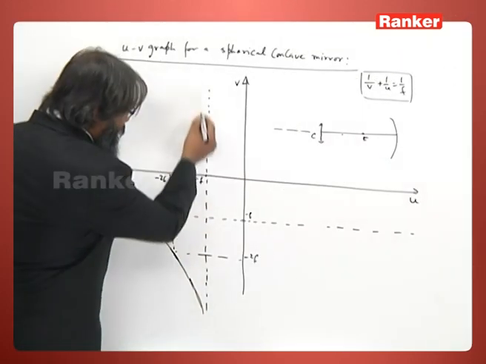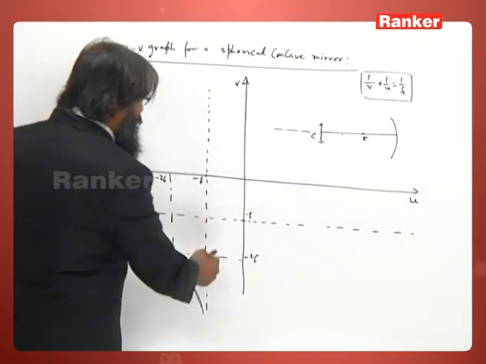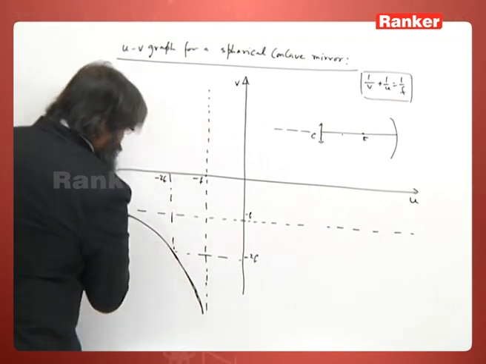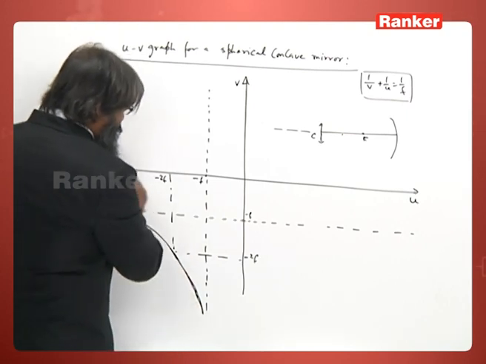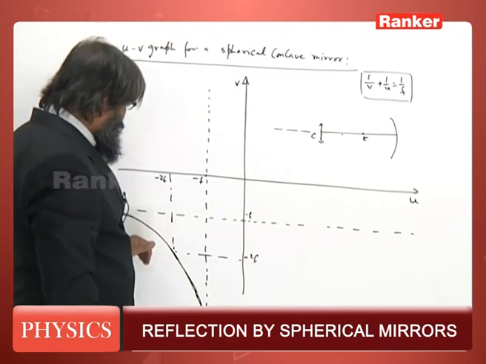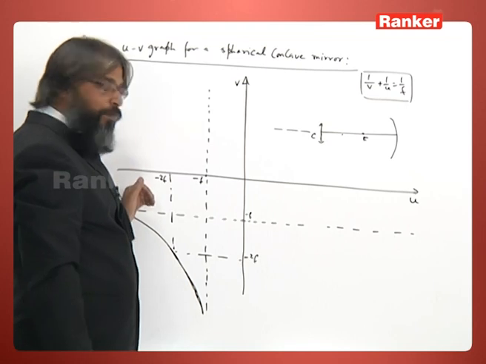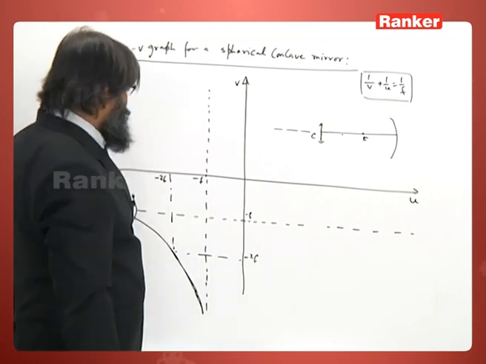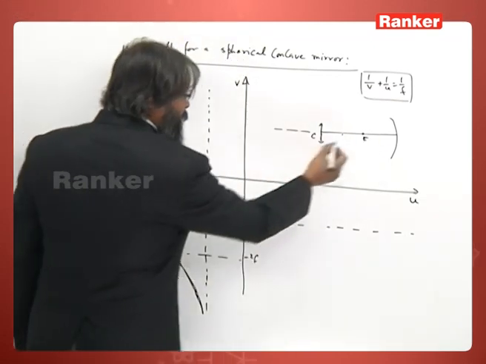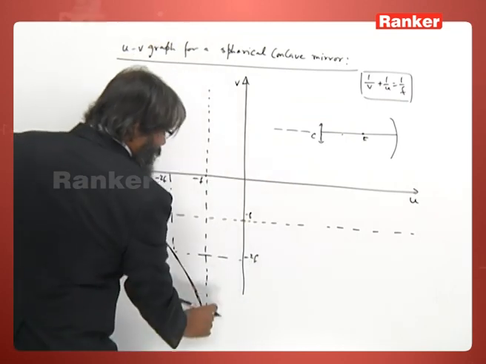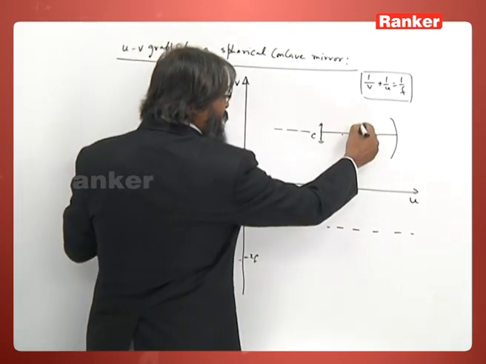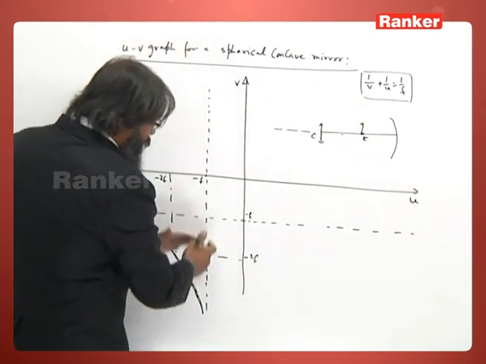So you see here, this line, which is from minus F parallel to Y axis, becomes the asymptote of this curve. In this case, from this to this, the image is real, the object is real. For a real object, we have a real image. Now once I am close to F, if I am at focus, this is minus F, this distance is negative, then the image is formed at infinity, minus infinity, this way. When we are here, the image is formed at infinity, so that is called minus infinity.